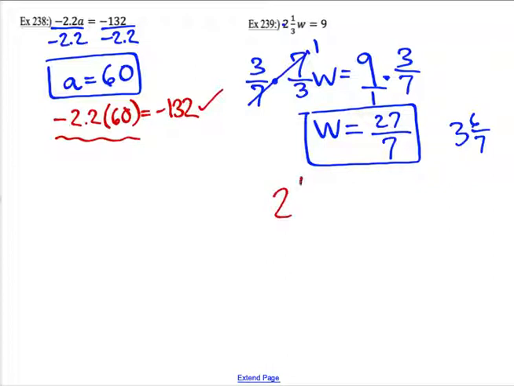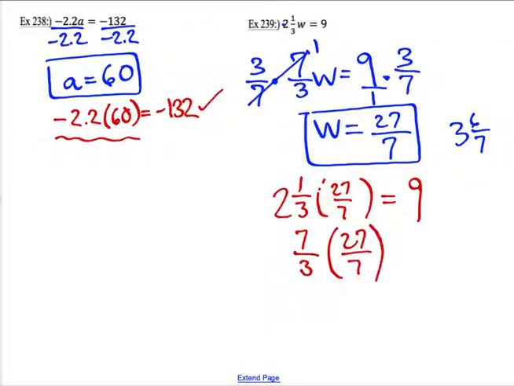Next, we go to checking our solution. We've got 2 1/3 times our answer, 27/7, equals 9. Now you could type that in on the calculator. I'm just going to do it by hand though. 2 1/3 is 7/3 times 27/7. I can do a little bit of reducing here. The 7 over the 7 reduces, and the 27 divided by 3 is 9, and 3 divided by 3 is 1. So this gives 1 times 9 on top, 1 times 1 on bottom. 9 equals 9 is true. So that is the correct solution.